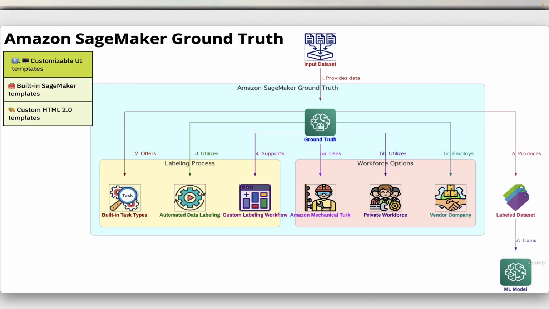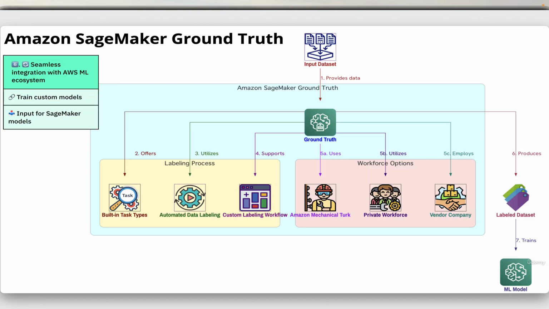The service utilizes labeling UI templates, which are web pages used to present tasks and instructions to workers. While the SageMaker console offers built-in templates, users have the flexibility to create custom templates using HTML 2.0 components. This feature allows for tailored labeling experiences that can be optimized for specific data types or labeling requirements.